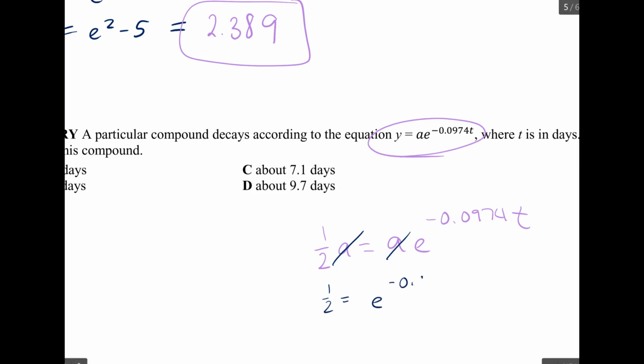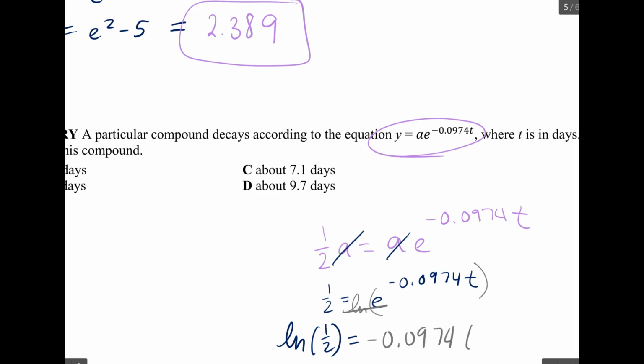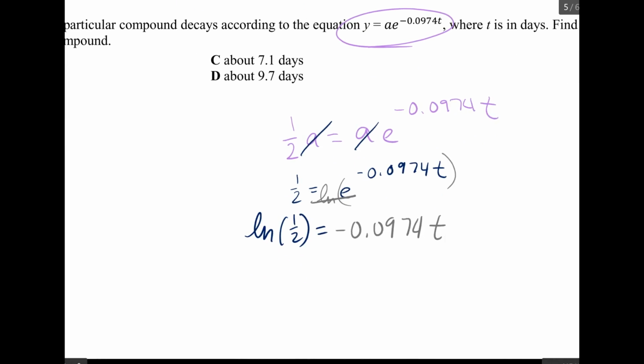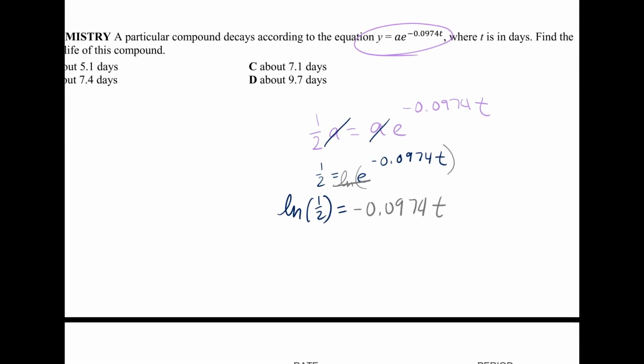Well, if I'm trying to solve for something that's in the exponent, what can I do to each side? Because I want to get rid of this base of e. Take ln of both sides. So ln of 1/2. And when I take ln of this guy over here, ln and e cancel out, and I'm left with negative 0.0974t. And then to get t by itself, you'll just divide by the coefficient that's in front of it. ln of 1/2 over negative 0.0974.